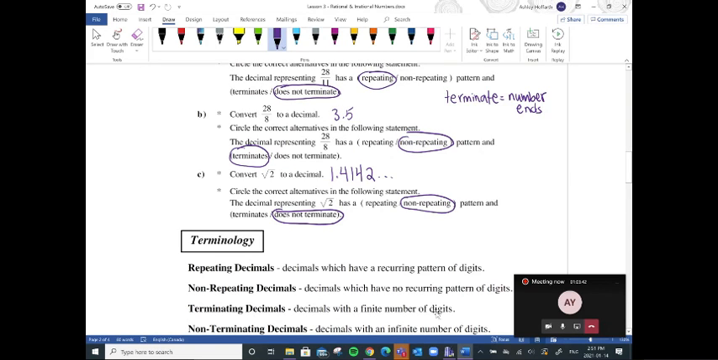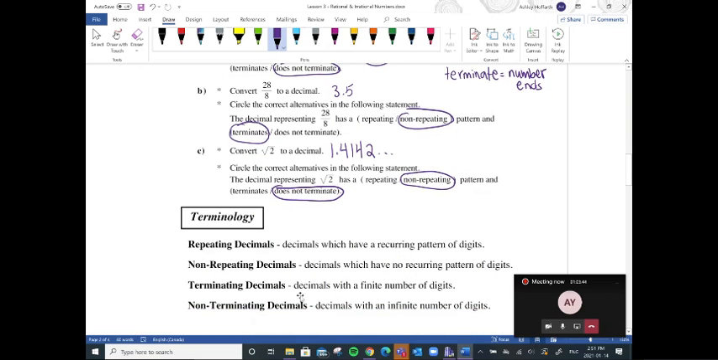And then terminating decimals, they stop. In this case, it says decimals with a finite number of digits. Finite means a specific amount of digits, which is another word for saying there's a specific amount and then it ends. Non-terminating decimals, decimals with an infinite number of digits. So infinite, you can think of, infinite doesn't actually end, it goes on forever.